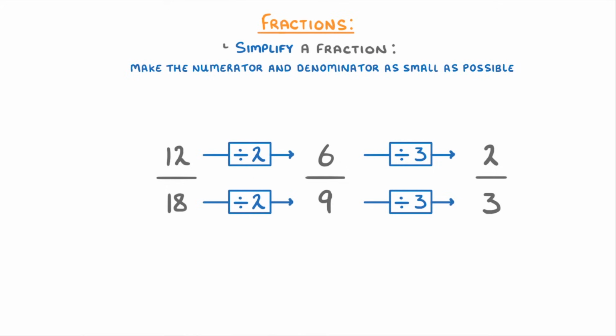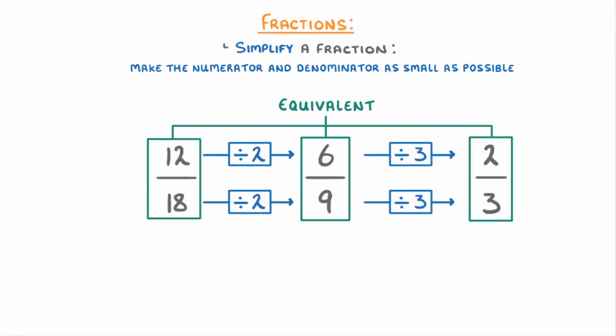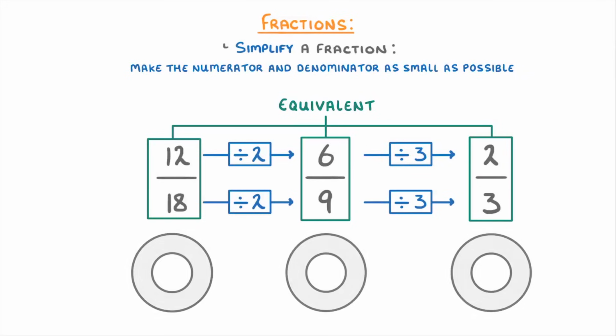The key point to remember when you're simplifying fractions is you have to divide both the numerator and the denominator by the same number. For example, we divided both by 2 to get 6/9, and then both by 3 to get 2/3. Because of this, all of these fractions are equivalent to each other. We can see this more clearly if we represent each of the fractions as a ring.